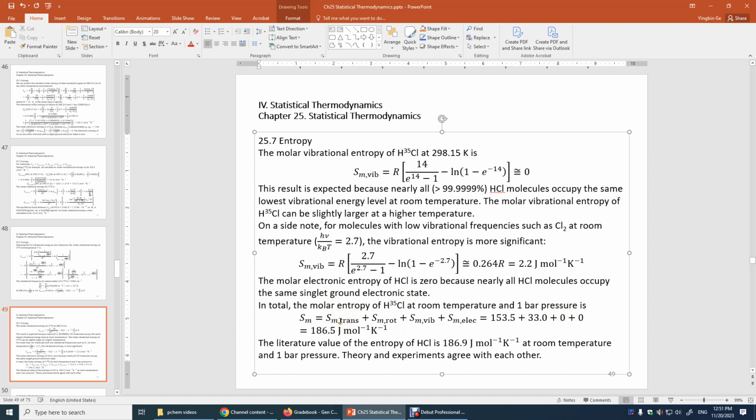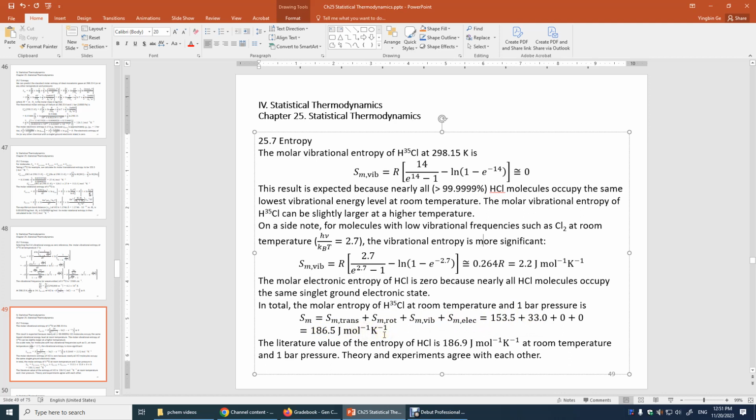The molar translational entropy, the molar rotational entropy, and then we have vibration and electronic. These two are just 0. For translation, we have this number. For rotation, we have this number, 33. So in total, we have 186.5 joule per mole per Kelvin.